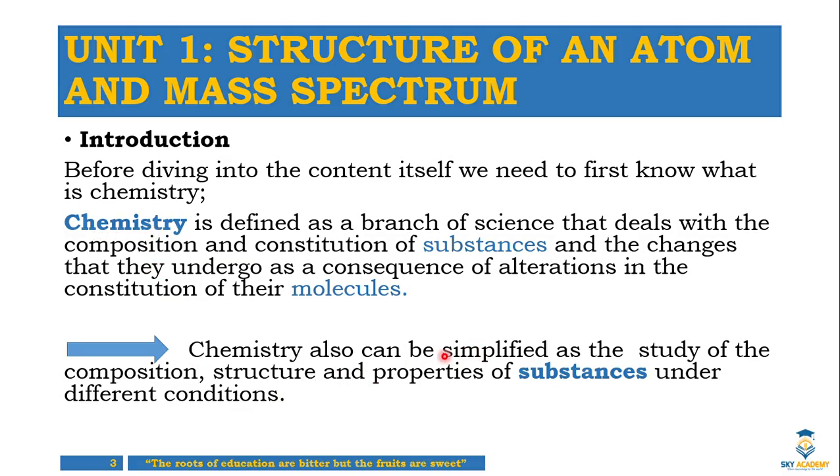Here chemistry can also be simplified as the study of composition, structure, and properties of substances under different conditions. This is a clearer definition. Chemistry can be defined as a study of composition, structure, and properties of substances under different conditions. Yes, this is a simplified definition of chemistry. When we come to composition, we look at the substance and then what made those substances?